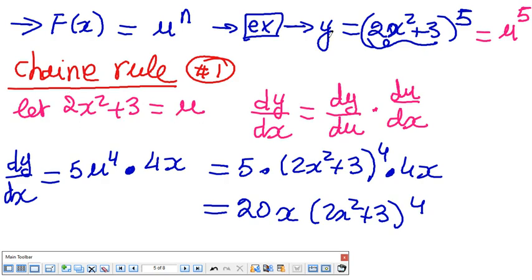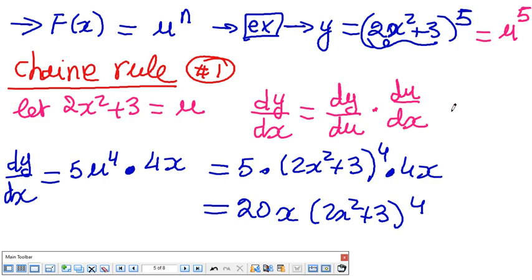So what is the derivative of y with respect to x? It's dy over du times du over dx. Guys, as I'm simplifying here, it's dy over du times du over dx. What does dy over du mean? What is the derivative of y with respect to u?